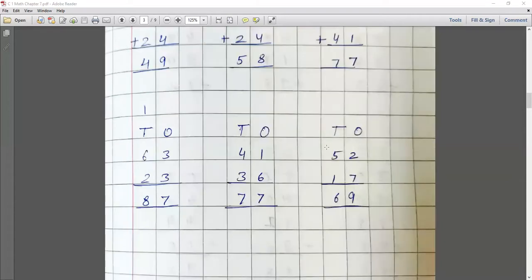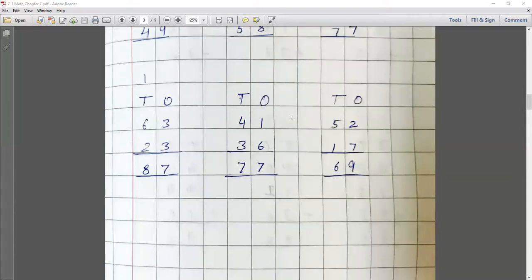Okay, next is 3 plus 3. Yes, 3 plus 3 is equal to 6. So what do we write here? 6. Okay, now 6 plus 2 is equal to 8. That's why we write 8 here.